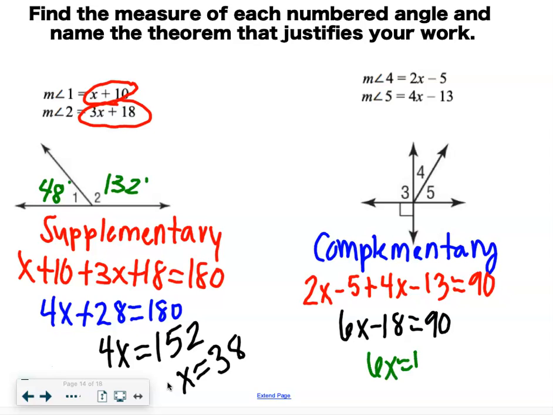Six x equals 108. That would be what? X equals 18. That's what I got. Is that what you got? 18? Yep. All right. Now we've got to find our angle measures.